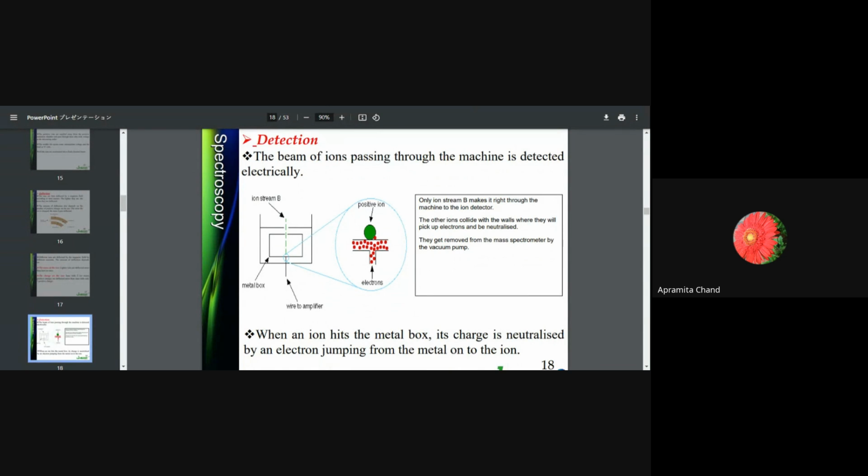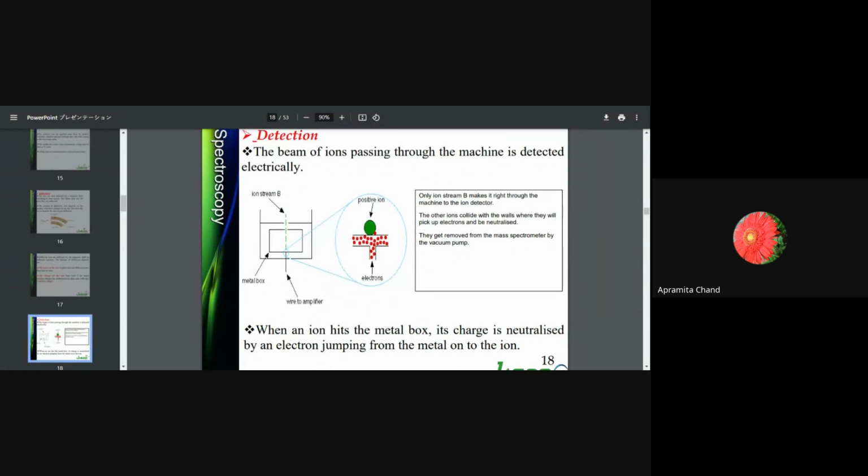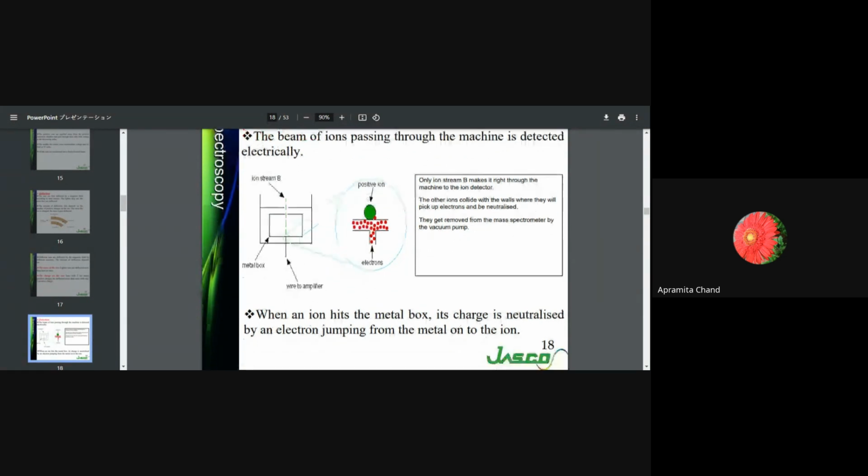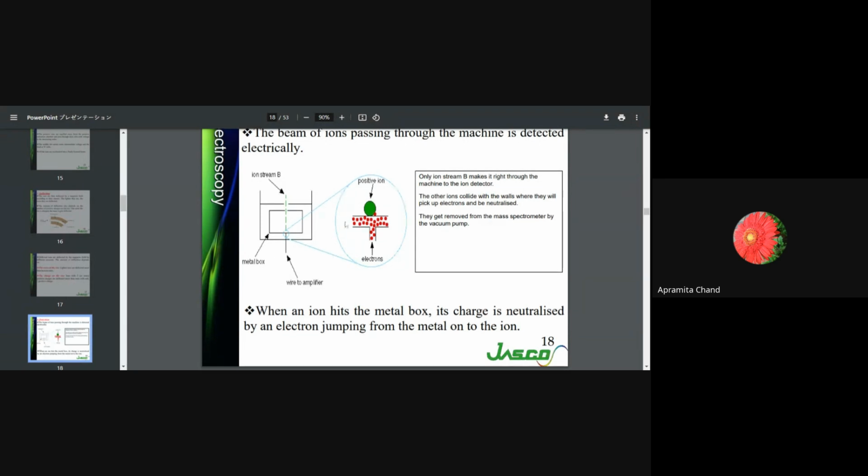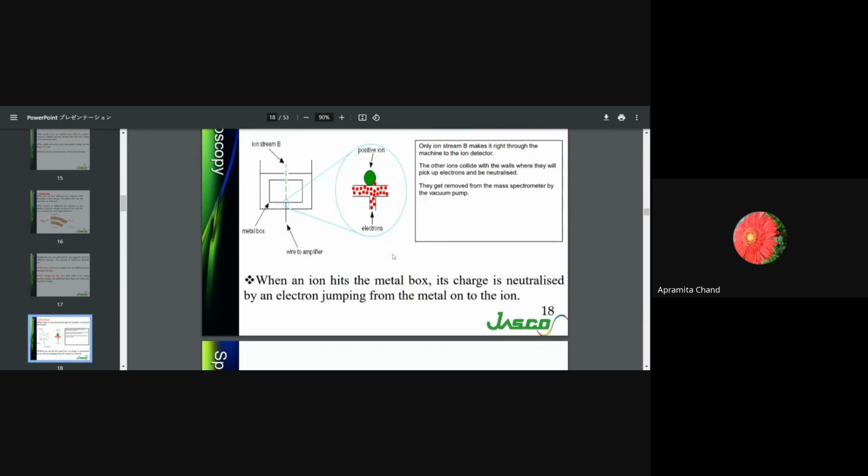So how are they detected? How is the beam of ions passing through the machine detected? Ion stream B came. Okay, they make it right through the machine to the ion detector. The other ions are colliding with the walls here and picking up electrons. Again, they are getting neutralized, and then finally they are removed from the mass spectrometer by the vacuum pump.